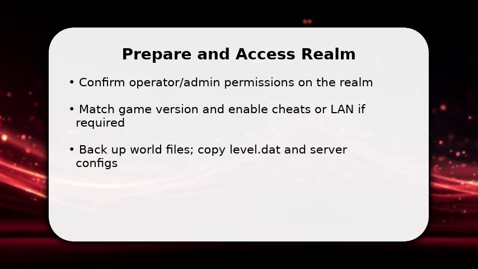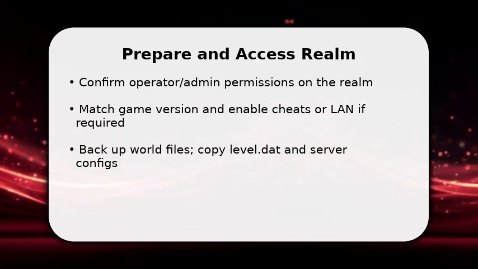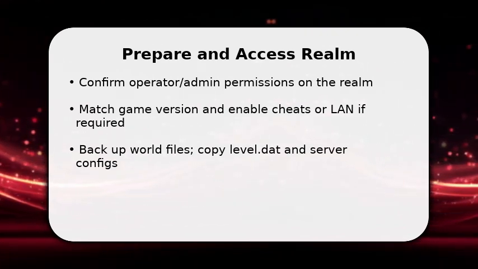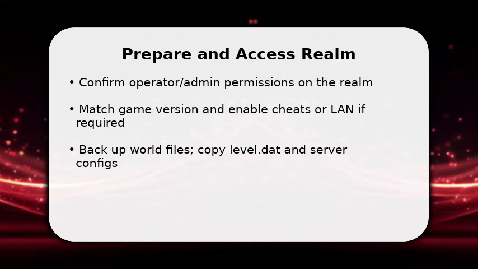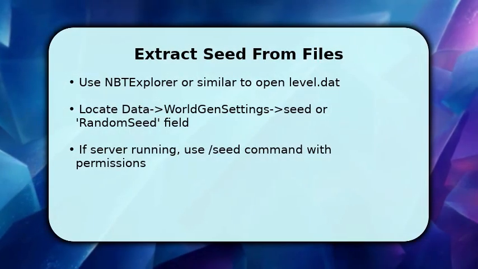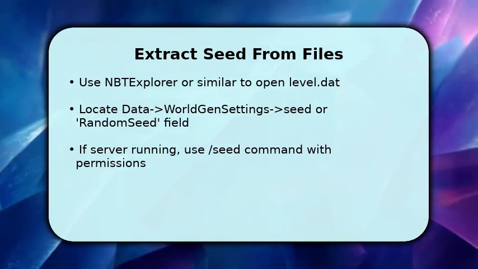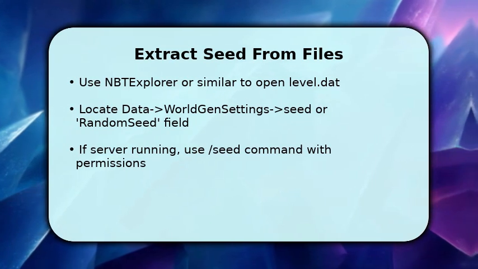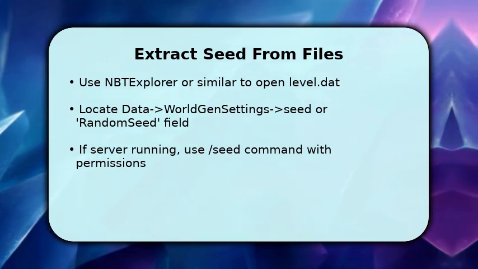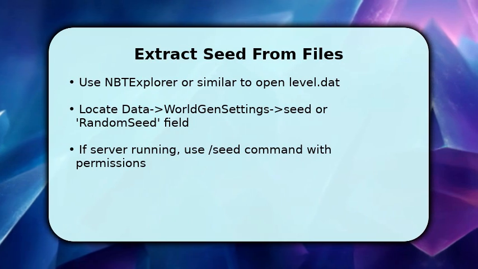Now move directly to extracting readable data from the saved files or the running server. You open level.dat with NBT Explorer or another NBT editor. This lets you inspect nested tags safely. Navigate to Data, then WorldGenSettings and read the seed or find the RandomSeed field. This numeric value is the realm seed.